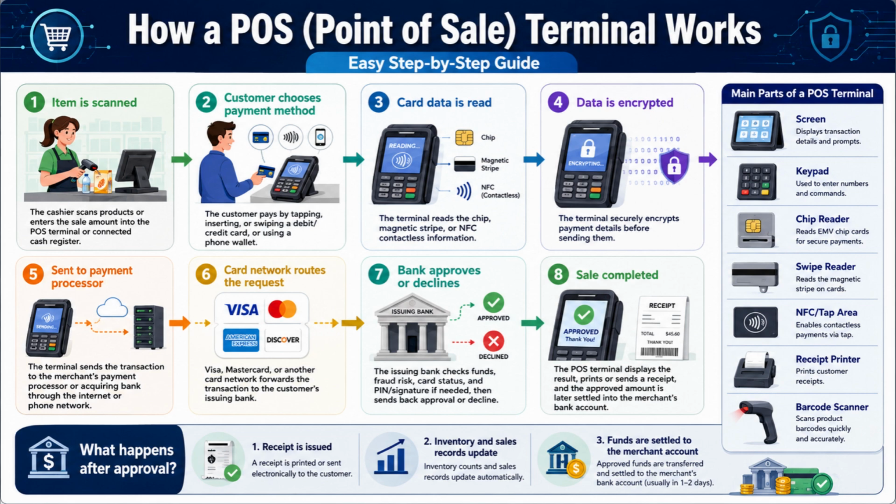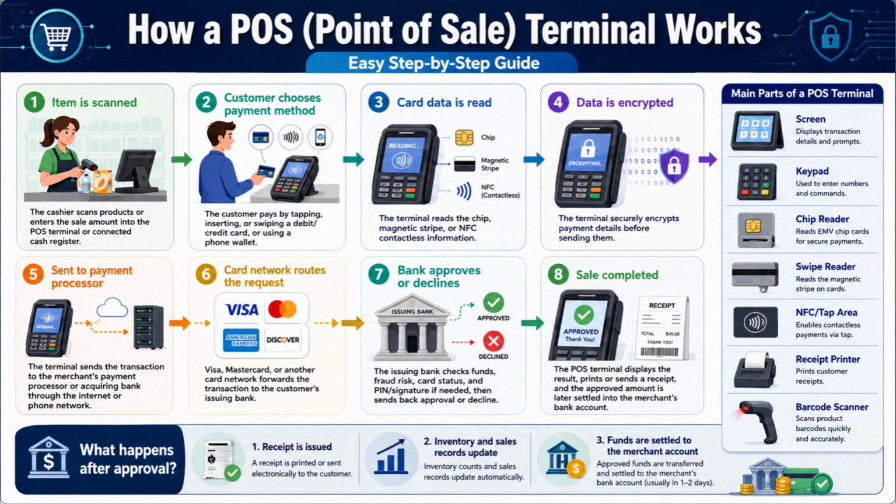Next, the customer chooses a payment method. They can pay by inserting a chip card, swiping a magnetic stripe card, tapping a contactless card, or using a mobile wallet such as a phone payment app. After that, the POS terminal reads the card or wallet information.